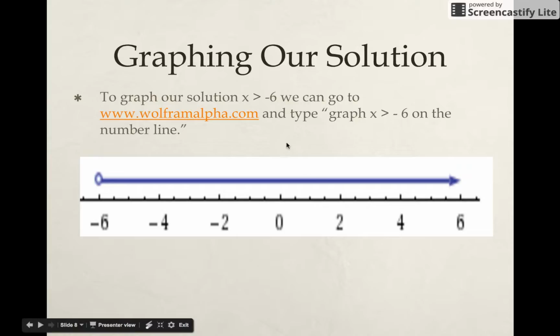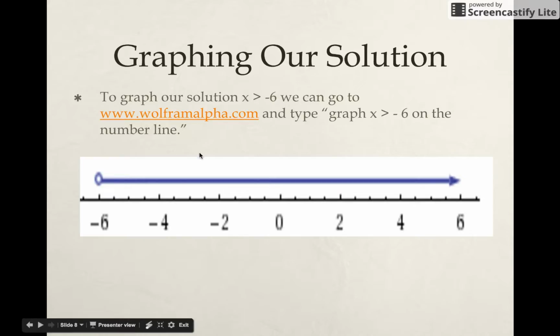To represent that solution, x is greater than negative 6, we'll go to wolframalpha.com, and we can type graph x is greater than negative 6 on the number line. We'll type in that whole phrase. The greater than symbol is on your keyboard. You can even just spell it out in words, greater than, and Wolfram Alpha will know what you're asking it to do.